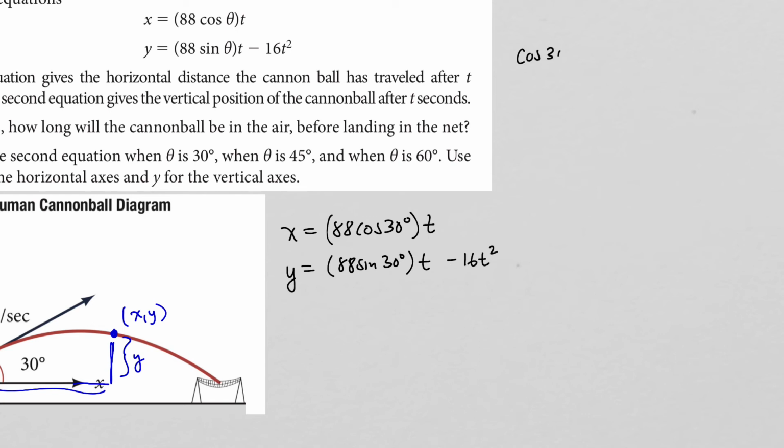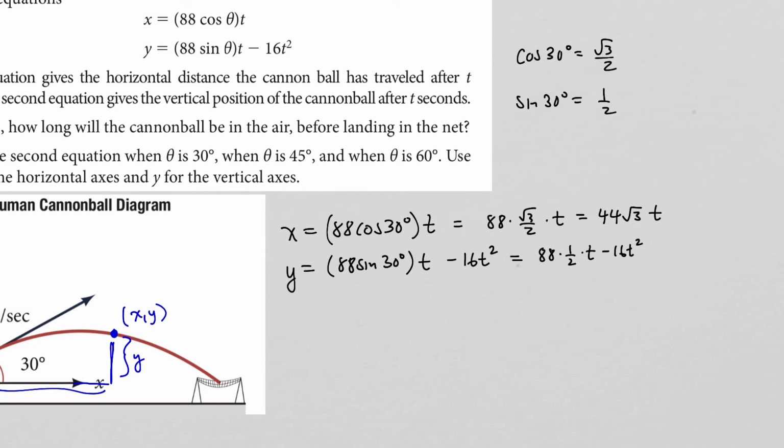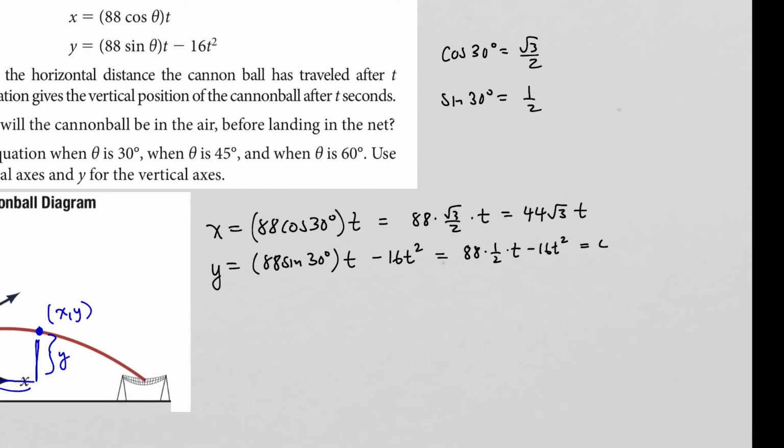Now let's remember that cosine of 30 degrees is the square root of 3 over 2, and the sine of 30 degrees is 1/2. And so in the first equation, we're going to have 88 times the square root of 3 over 2 times t, and this is 44 radical 3 times t. In the second equation, we have 88 times 1/2 times t, and then minus 16t squared. And this is equal to 44t minus 16t squared. And this gives the height of the cannonball at any time t.